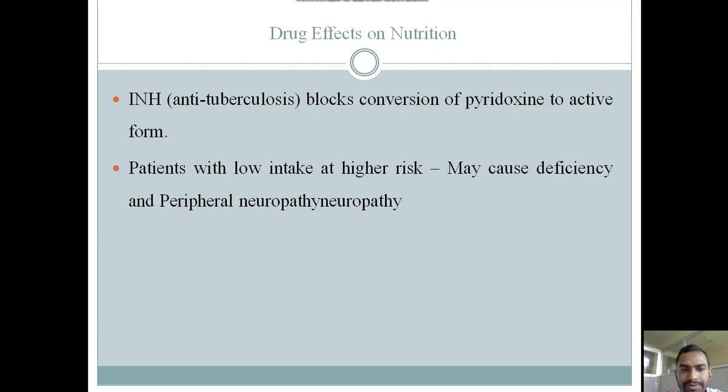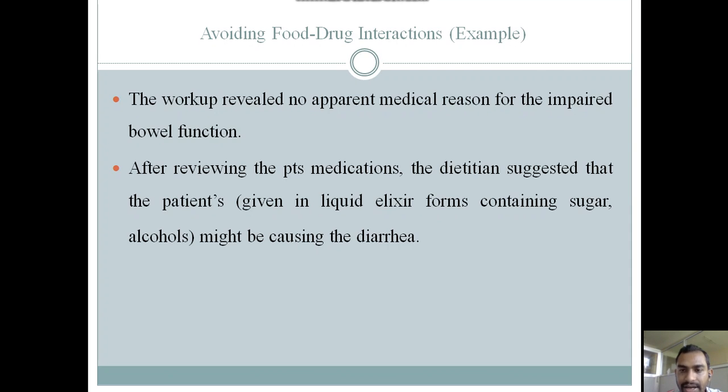There are also some drug effects on nutrients. For example, the anti-tuberculosis drug isoniazid blocks conversion of pyridoxine to its active form, and a patient with low intake is at higher risk and may develop deficiency and peripheral neuropathy. Avoiding food drug interaction: for example, the workup reveals no apparent medical reason for the impaired bowel function. After reviewing the patient's medications, the dietitian suggests that the medicines given in liquid elixir forms containing sugar and alcohol might be causing the diarrhea. So there are some examples.